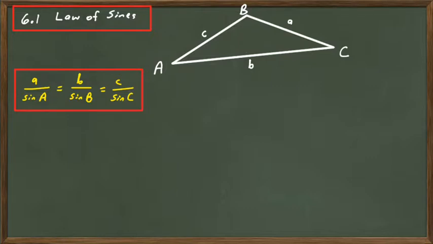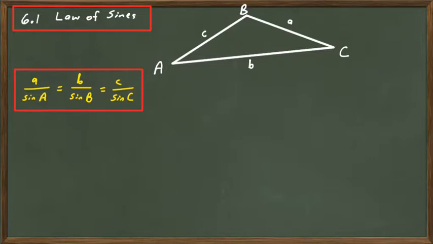Up until now, you've only been able to use your trig on right triangles because you had hypotenuse over adjacent or an opposite over adjacent. It had to be a right triangle. Law of sines, law of cosines, now we're going to be doing them for any triangle.